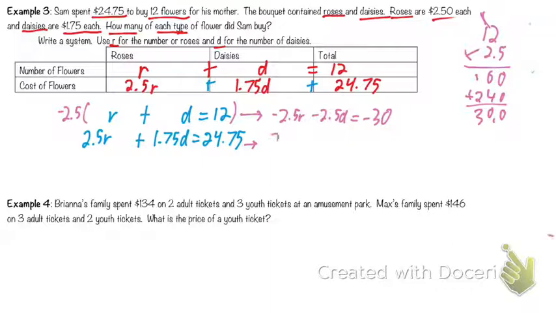Bottom equation is staying the same: 2.5R plus 1.75D equals 24.75. Now, are you ready to add these two equations? I think so. What's negative 2.5R plus 2.5R? 0. Okay, now we have negative 2.5D plus 1.75D. We know it's going to be a positive or a negative? Negative. We know it's going to be negative something D.